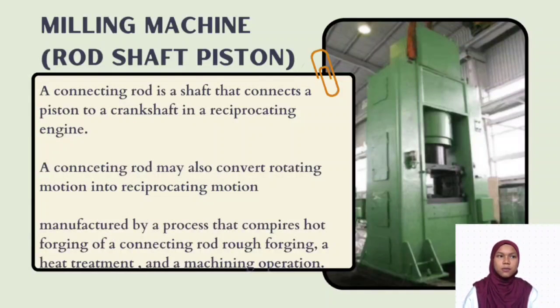From this part, I will tell about the milling machine process. A connecting rod is a shaft that connects a piston to a crankshaft in a reciprocating engine. A connecting rod may also convert rotating motion into reciprocating motion. It is manufactured by a process that comprises forging of the connecting rod, rough forging, heat treatment, and machine operation.